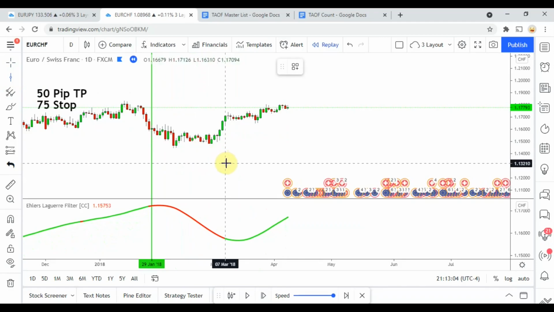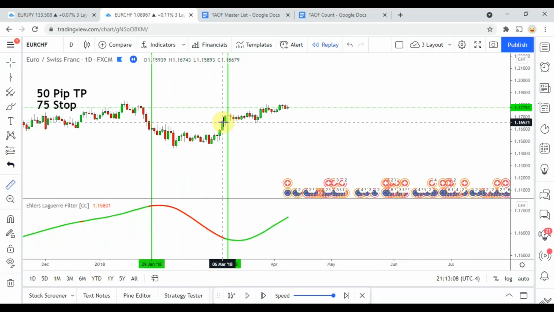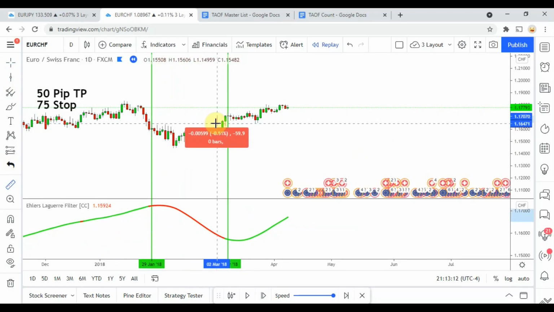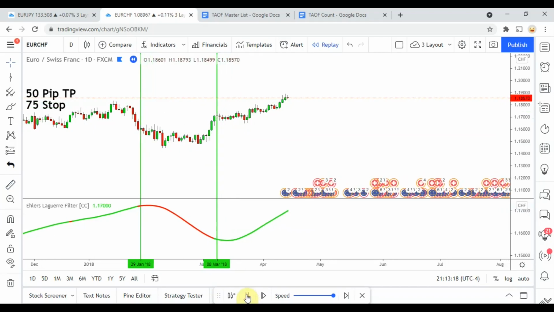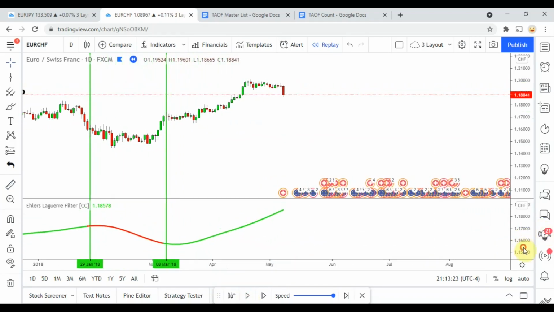Alright, over here on this side, we pick up a long signal right there. Let's just measure out a few parts of this here. So 60 to the downside, stayed within our stop. Not too bad, and then got us to take profits.